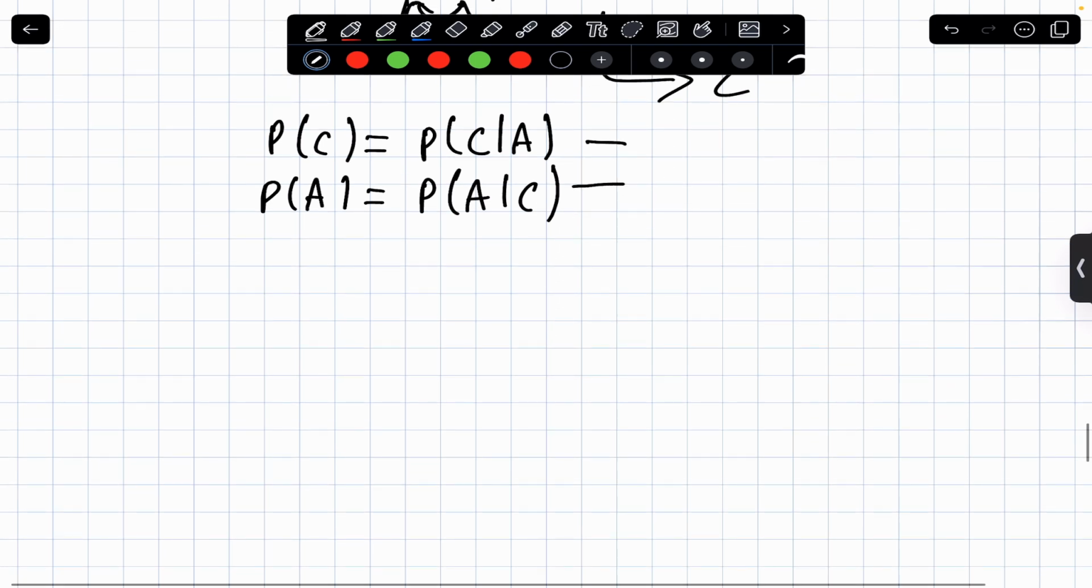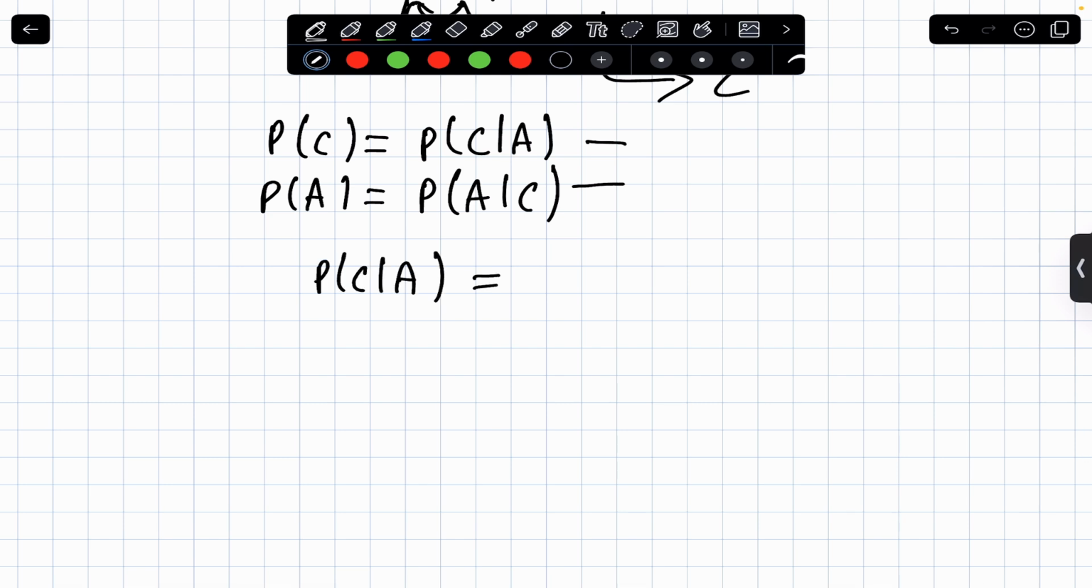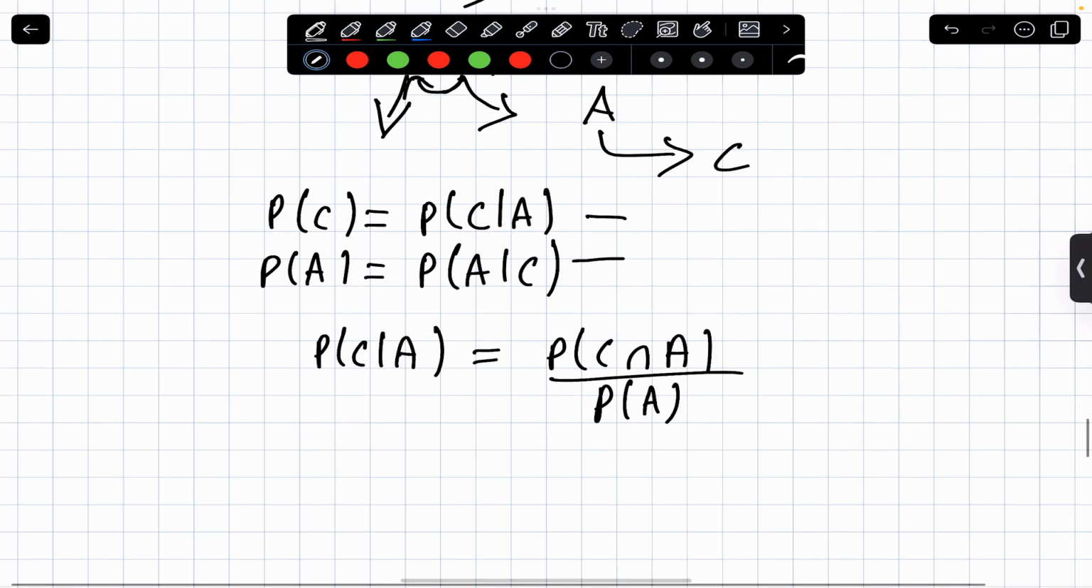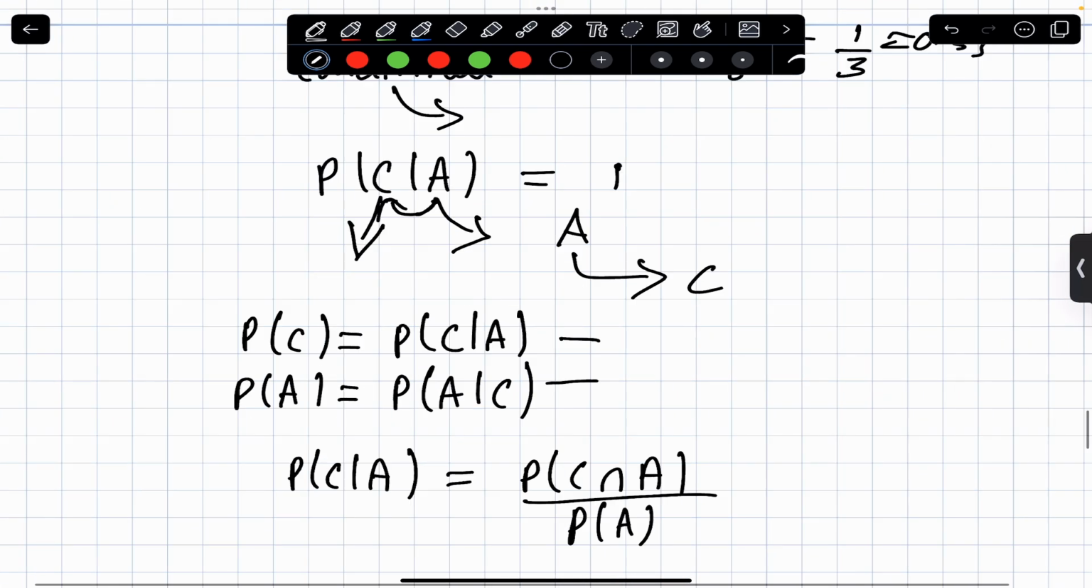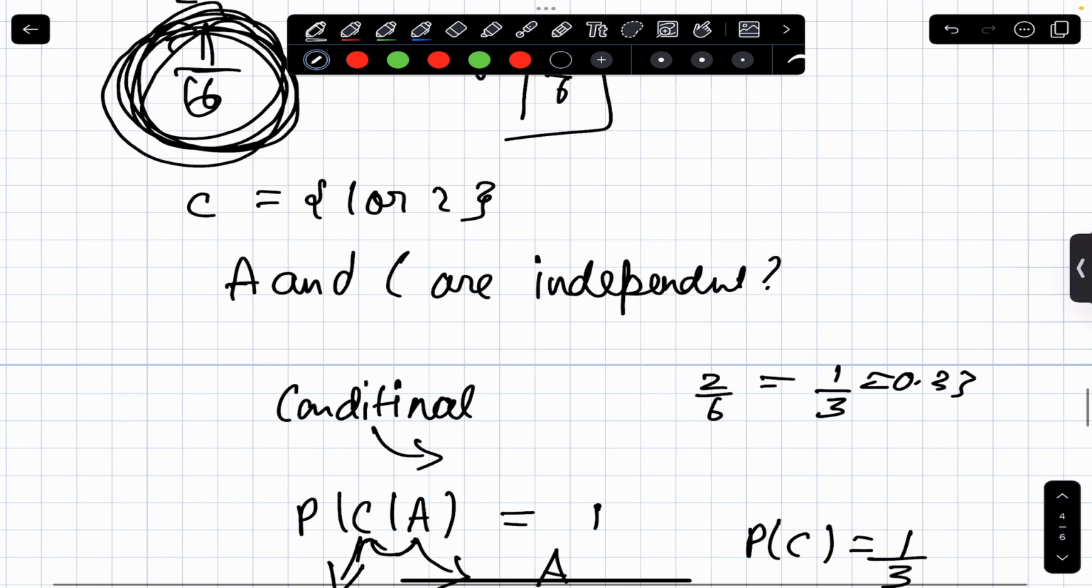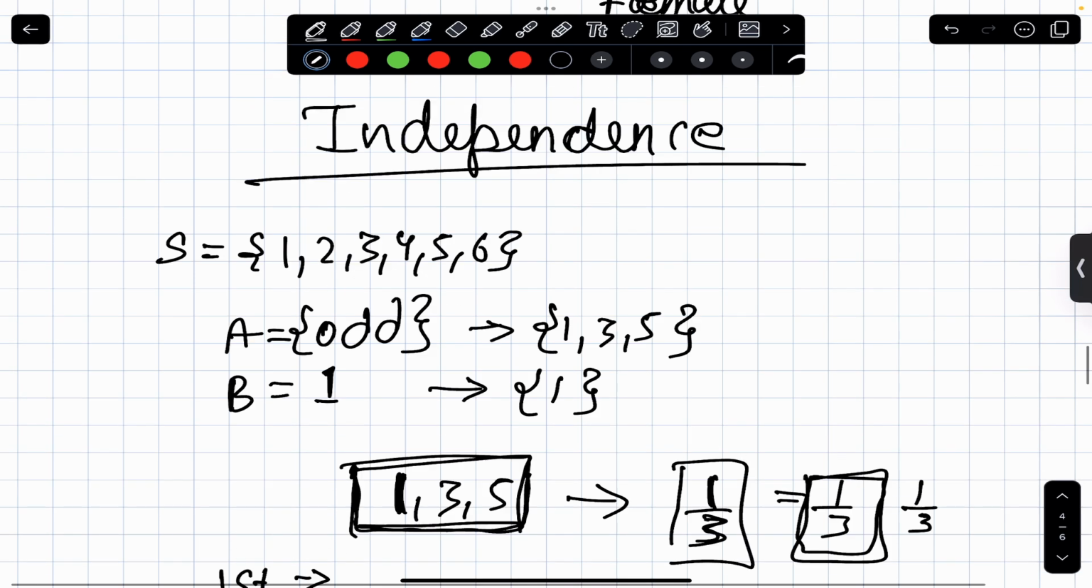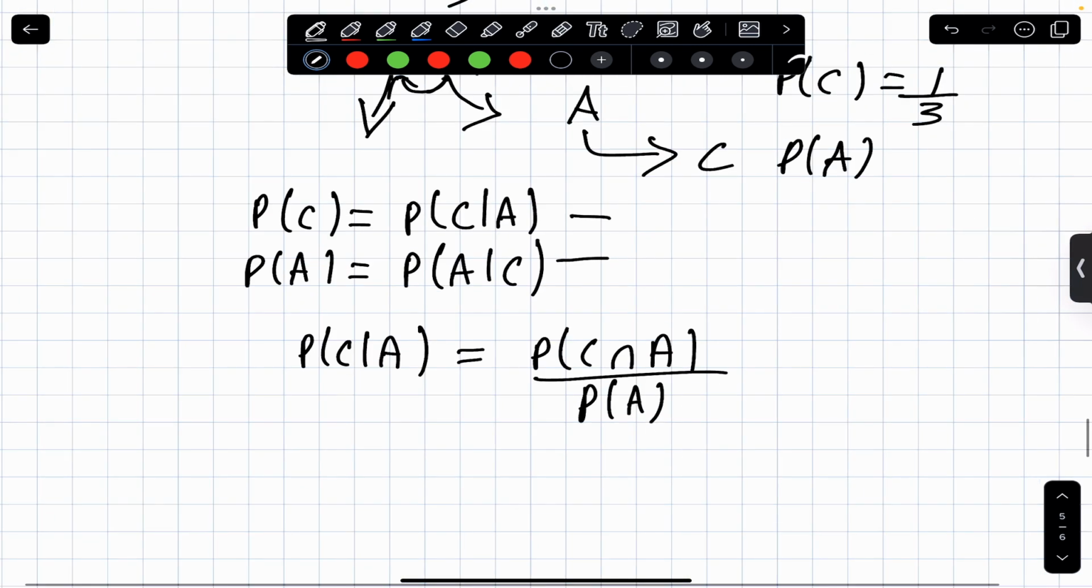What is the probability of C given that A has already occurred? It is nothing but the probability of C intersection A divided by the probability of A. Let's find the probability of A and C. We have already found that the probability of C is 1 by 3. And what is the probability of A? A says that it is odd. 3 by 6.